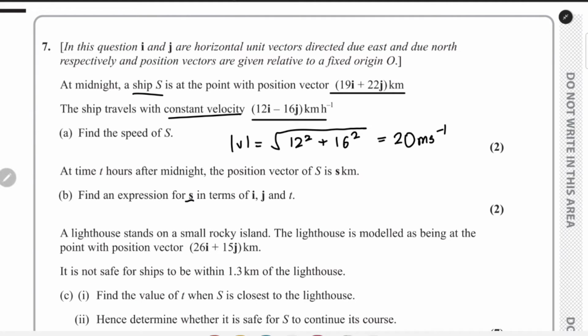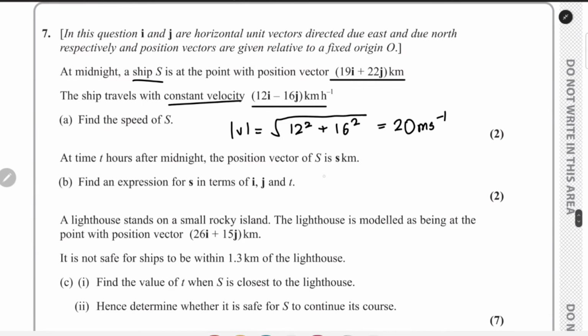In part B, we have to express S in terms of i, j and t. So S is the position vector of the ship after t seconds, or t hours from midnight. We are given this expression in kilometers per hour. We know that displacement equals the initial position plus the velocity times time.